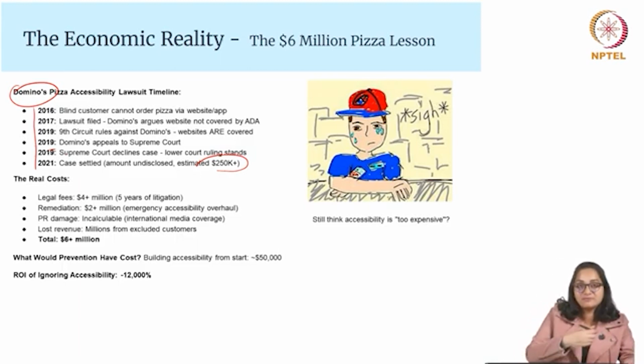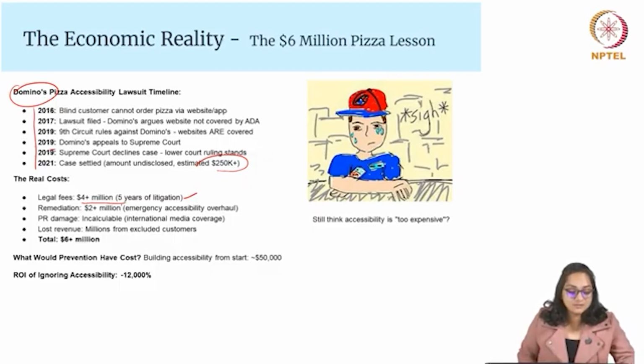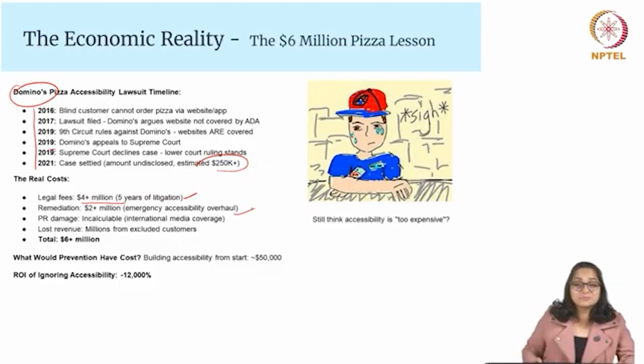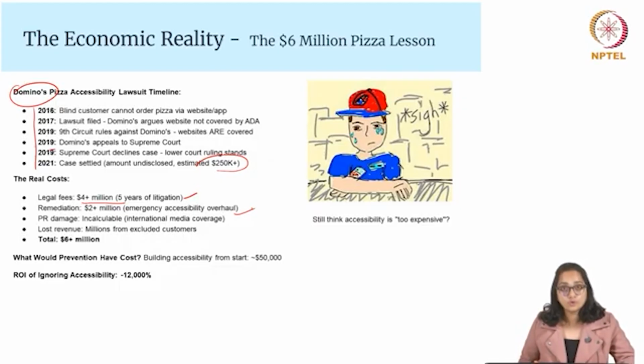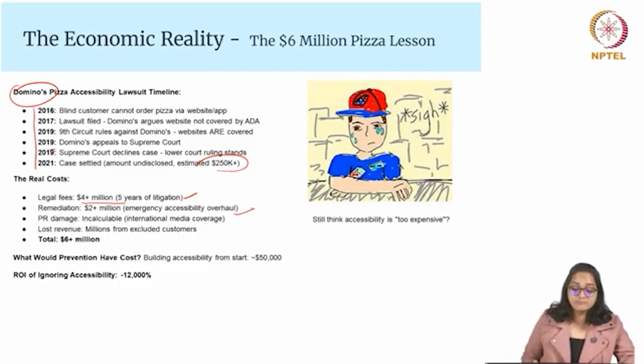But 5 years of litigation, $4 million of fees, remediation, emergency accessibility overhaul of the entire IT infrastructure, PR damage, incalculable international media coverage, where Domino's was called insensitive to its customers who have disability, and all of those things. They lost revenue from millions of excluded users. So a multi-million lesson is what they learned from this.